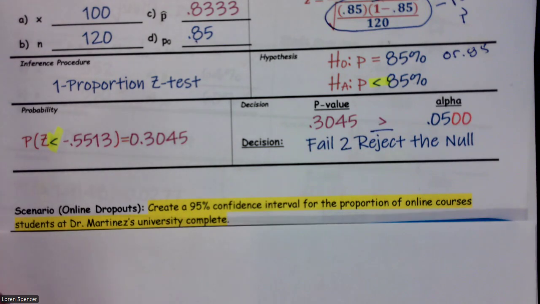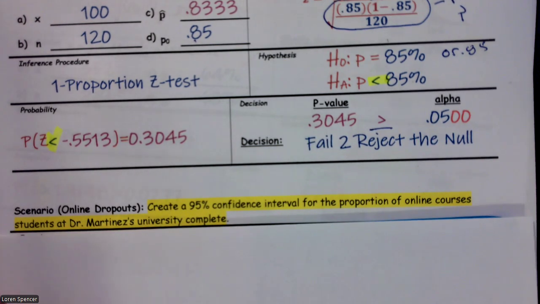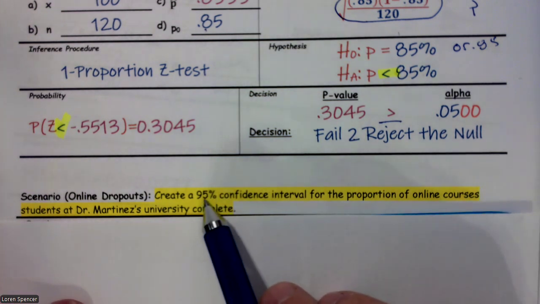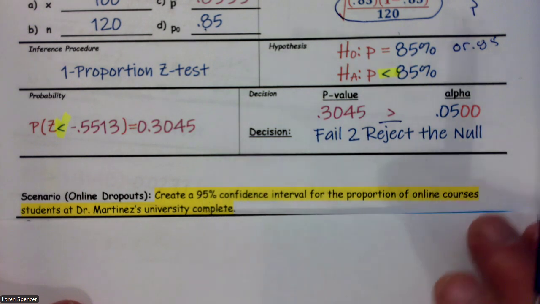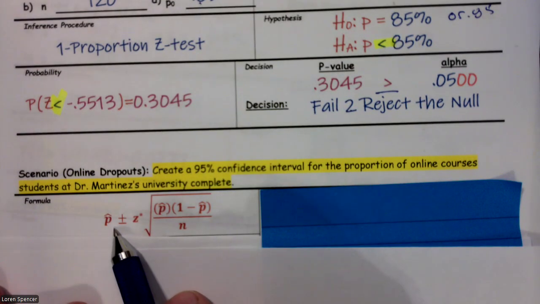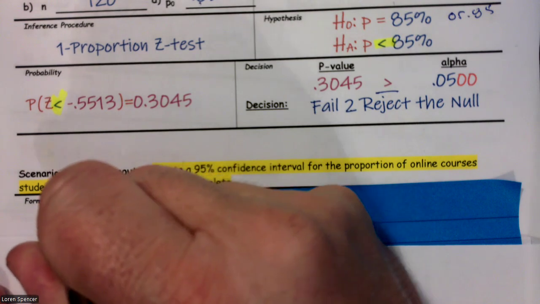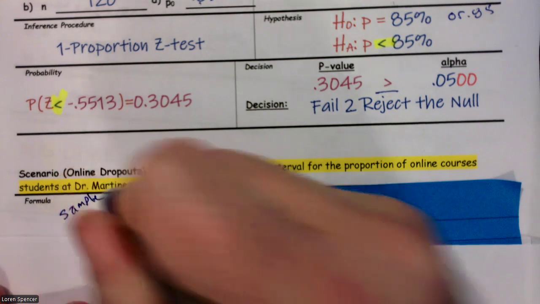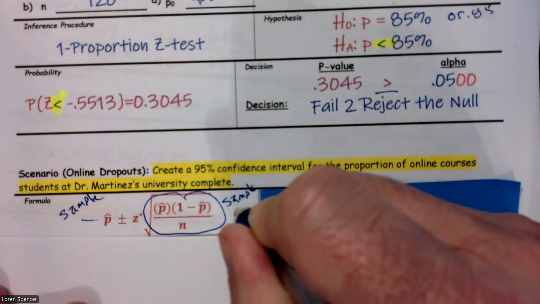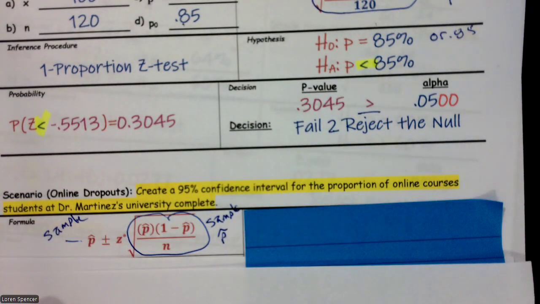The next thing, it says create a 95% confidence interval for the proportion of online course students at Dr. Martinez's university who complete. So we're going to ask, how many do they complete? We're going to try to estimate it using a 95% confidence interval. Well, our formula is simply the sample proportion, and please notice we're working with the sample here, and we're also working with the sample here. We're working with p hat. Up above, we're working with the population. Don't make the mistake. Be careful.